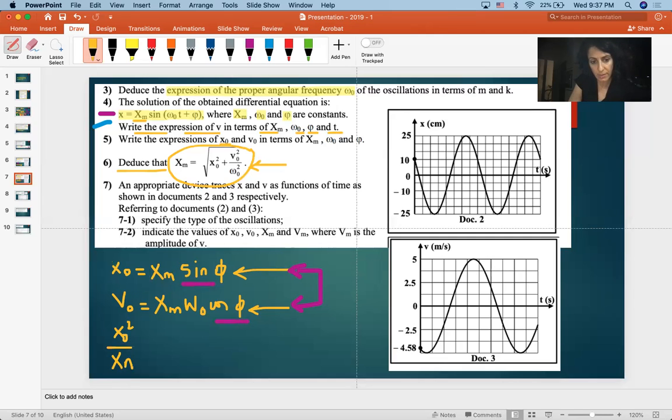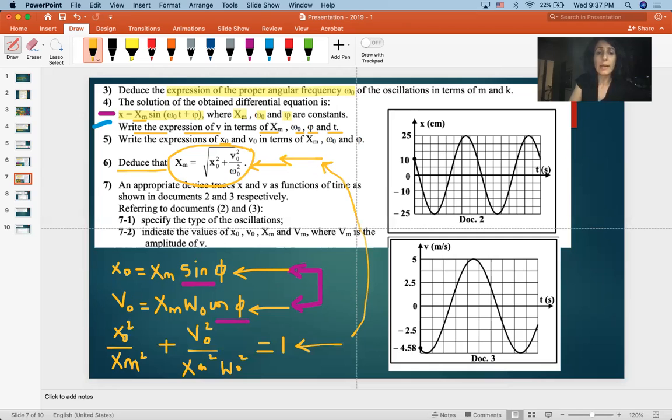So that's the sine function squared, plus now the cosine function squared is v squared divided by xm squared, w0 squared. All this is equal to 1. Now how do you find xm? You factorize it out and you will end up with this equation. Try it. We're done. So this equation will be simplified to give you this one.